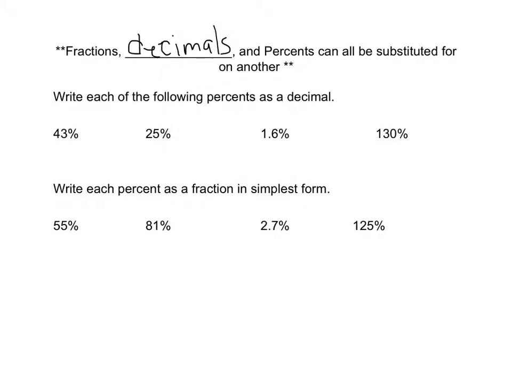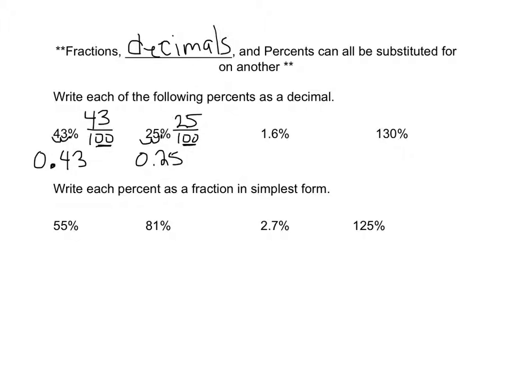We want to write each of the following percents as a decimal. So remember, 43% is the same as saying 43 out of 100, or 43 hundredths, which would be 0.43. 25% would be 25 out of 100, which is the same as saying 0.25. Now, if you notice, in 43%, the decimal point starts after the 3 and ends up before the 4. Same thing with 25. It's after the 5, technically ends up before the 2 because there are 2 zeros in 100.